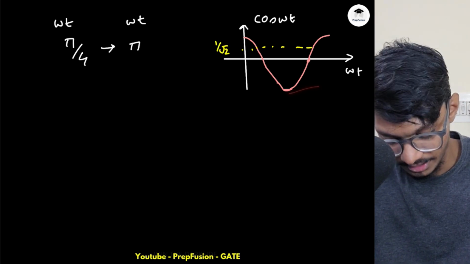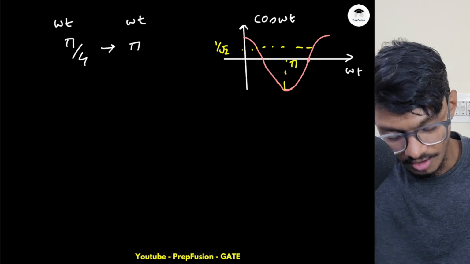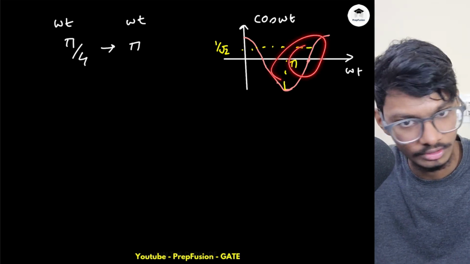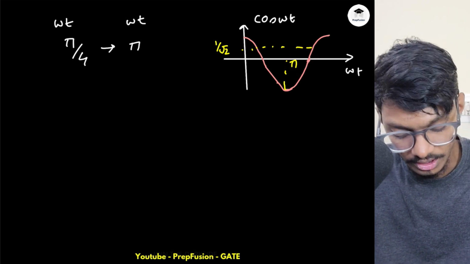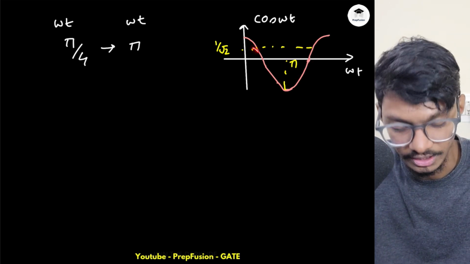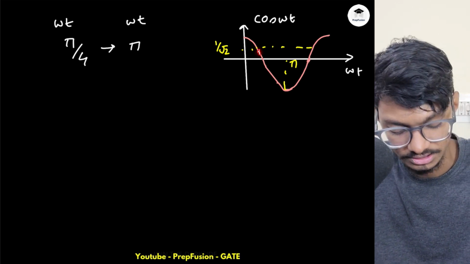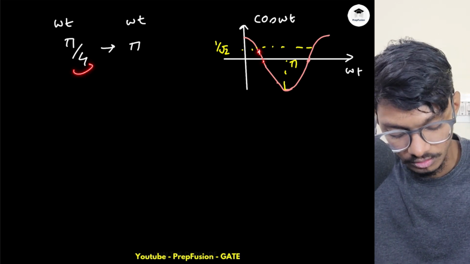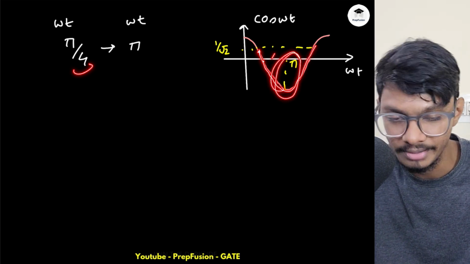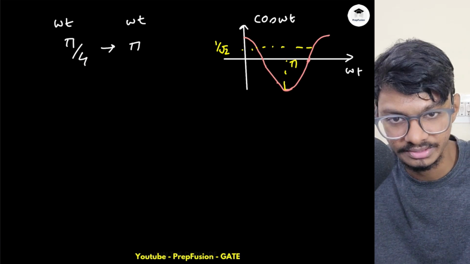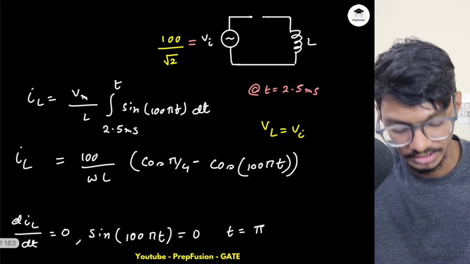After pi, this is the pi value. After pi all this is happening, so I don't care. My inductor will turn off after this, I don't care about that. I care that my diode is always on after this pi by 4, and it is still remaining on up until here, but I am getting the maximum peak current here, because here cos omega t is minimum and I am taking the negative of that, so it becomes maximum.